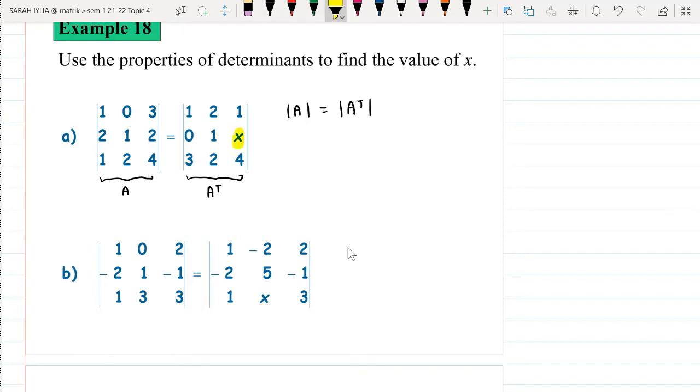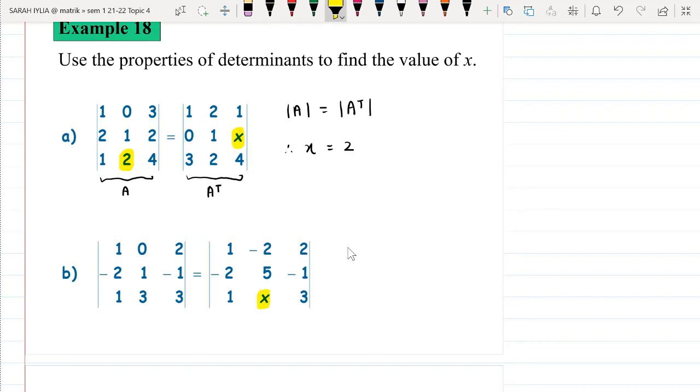So X ada kat sini. Original position dia is actually the third row. Third column dah jadi third row. Straight away from there, we know that our X is basically 2. Okay. Next, kita pergi B. So, ada X yang kat bawah yang kita kena identify. Sama juga dia bagi tahu determinant dia sama.